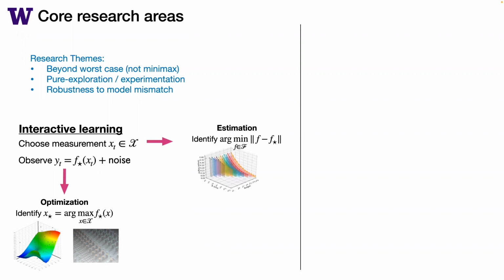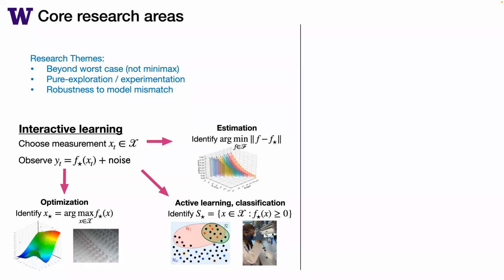Or it could be estimation. I just want to learn the function. I know something about it, and how do I strategically take measurements in order to lock down what the true function is? Or it could be more of a classical active learning for classification, where I'm trying to identify big sets of things. This could be identifying level sets of functions, or a really tangible example is in the space of antibiotics. If we're looking for combinations of antibiotics that successfully accomplish some goal, I want to identify all of the combinations that are above some threshold. And so that's a classification type task.